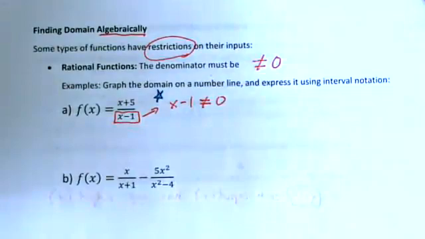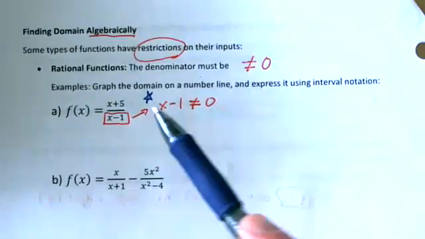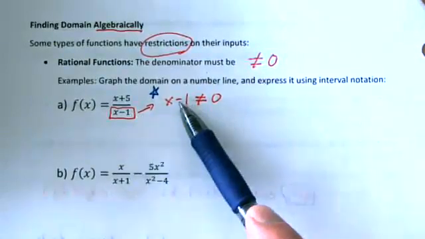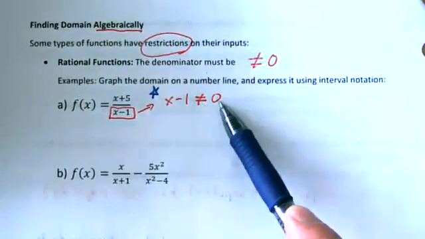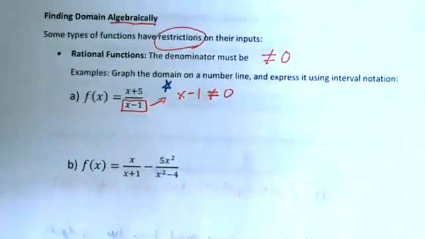By showing me this, by writing this on your page, I have evidence that you know that this could potentially cause problems, but it's going to be okay as long as we make sure that it's not equal to 0. That's what we're saying here. You guys following me so far? So we're going to take this equation that results, this restriction, we're going to solve it, we're going to graph it, and then we're going to put it into interval notation, and that'll be our domain.